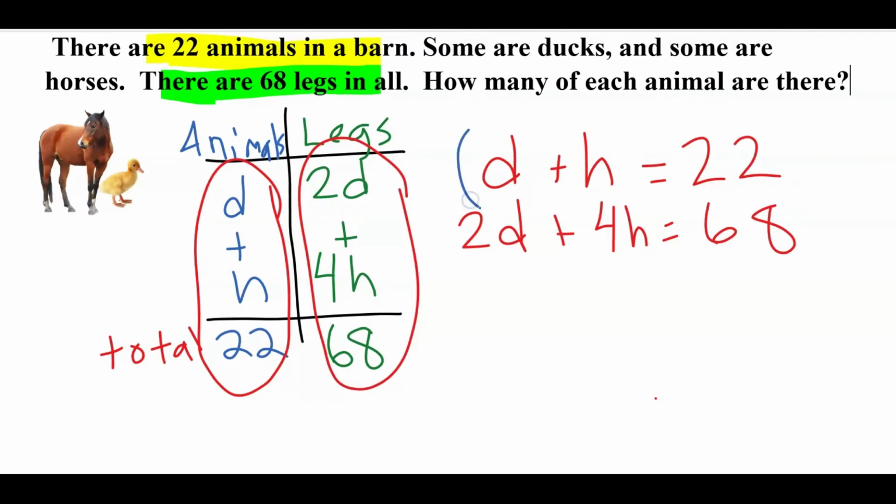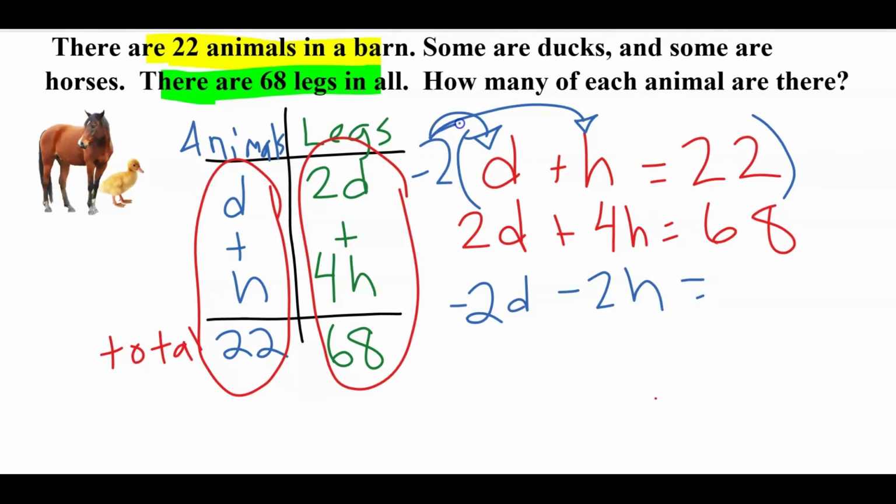Now that I have these two equations, I can actually use the elimination method. But remember, with the elimination method, I need opposites. I have a 2d that's positive, so I would need a negative 2d. So I would multiply that top equation by negative 2, and that's going to create a negative 2d. That will cancel that out. But when we eliminate, we have to multiply everything by negative 2. So that's going to give me negative 2h, and then negative 44.